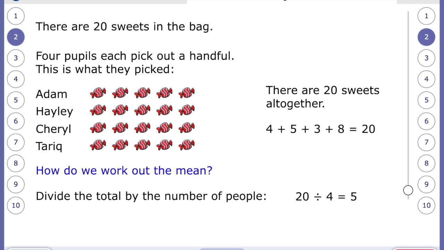So how do we work out the mean? We divide the total number by the number of people. So if you remember back to the pineapple example, we divided the total number of pineapples by the amount of days there were. So the mean in this example is 5 sweets.